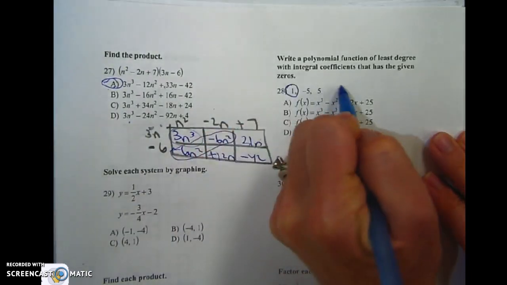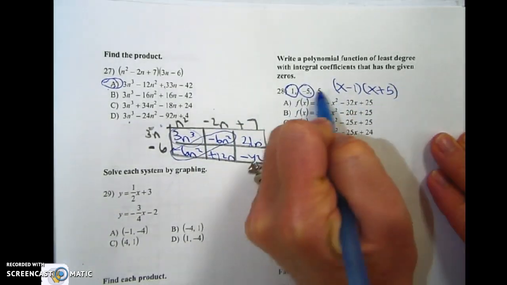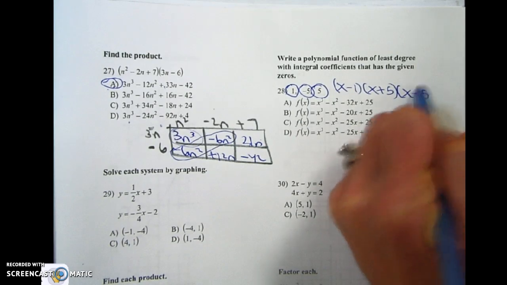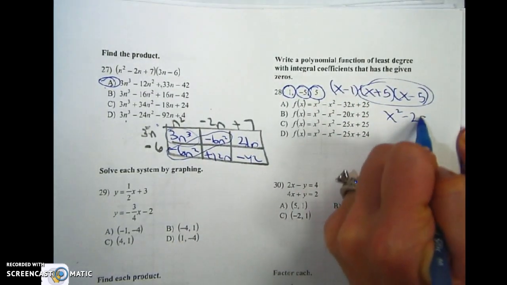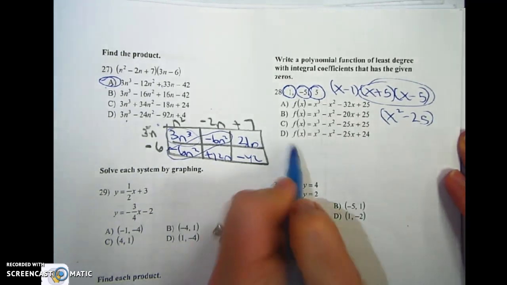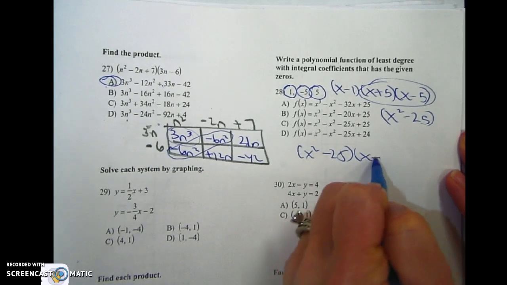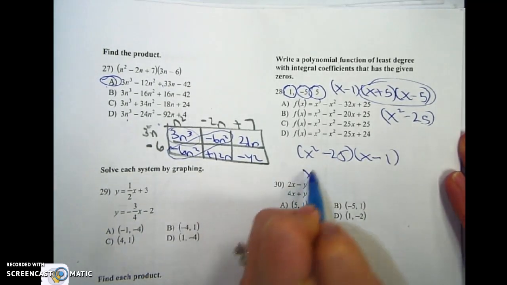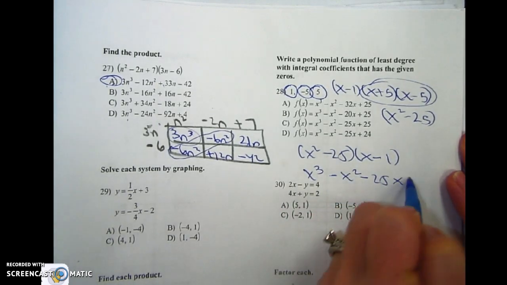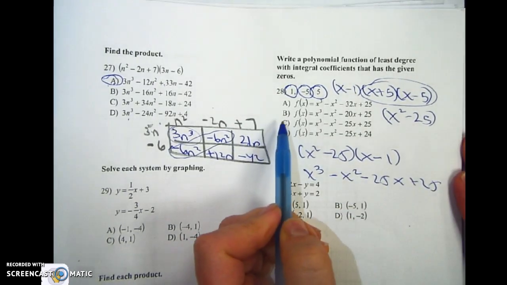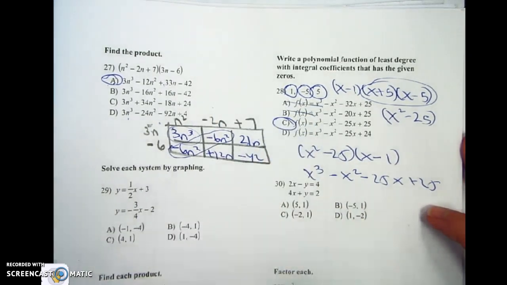All right, create a polynomial. So this represents x minus 1. This means x plus 5. And this means x minus 5. I'm going to box this out first, and that's x squared minus 25. Then I'll multiply x squared minus 25 times x minus 1, which I can box out, which is x cubed minus x squared minus 25x plus 25, which is, oh, not those two, C. Okay.